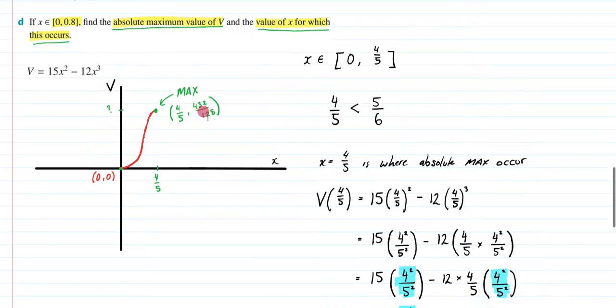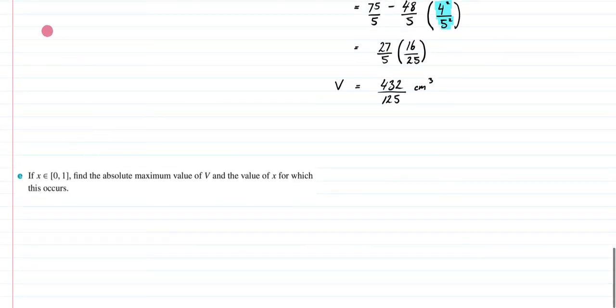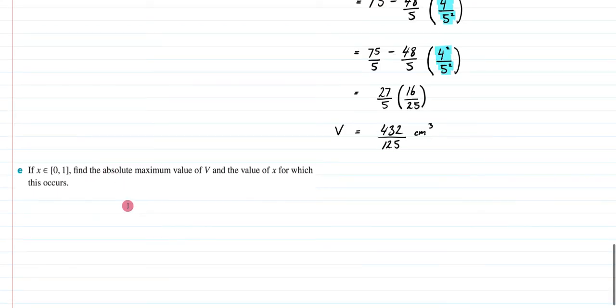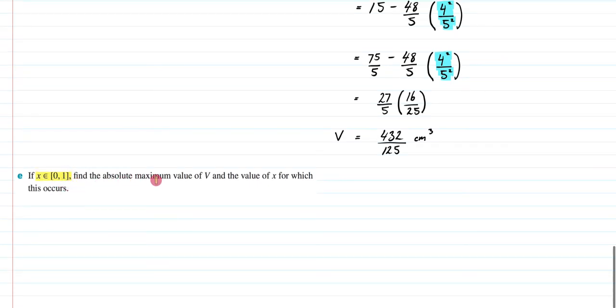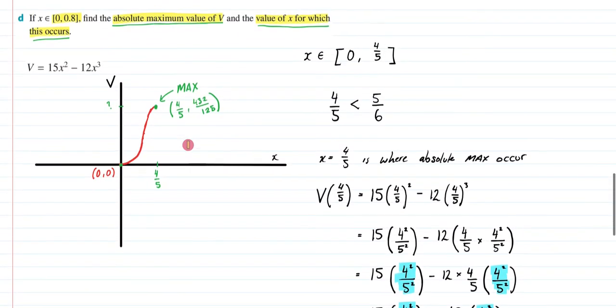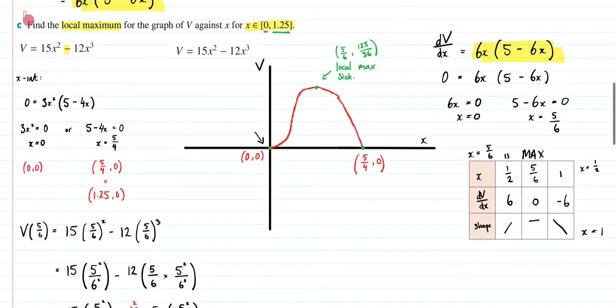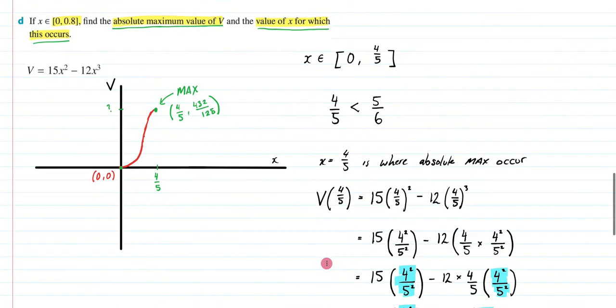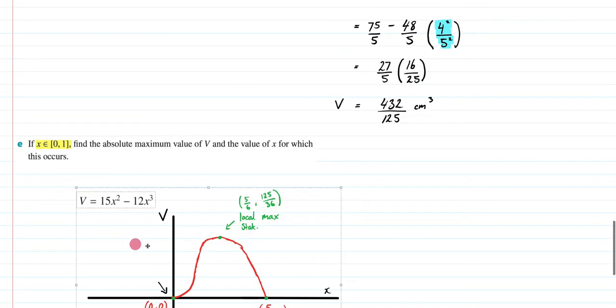Let's now move on to D. D is asking us, again, a very, very similar question, but this time we have a different domain again. So now our domain is what? It is between 0 and 1, but we're still finding the absolute maximum value of v. So let me come up here and let me steal this one this time. So I'm going to steal this. There we go. Bring that down to over here.